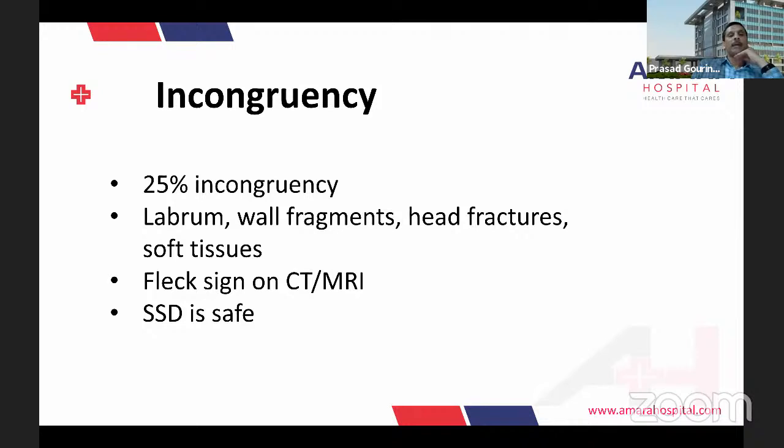Incongruency is very common in pediatrics. 25% of hip dislocation, fracture dislocations, have incongruency of the hip. They can be labrum folded in, wall fragments that are not visible on X-ray or CT scan. They can be head fractures that may not be visible. They can be soft tissue interposition. And one study, a relatively larger group of children, showed that a small fleck sign on a CT scan means a larger fragment. So either you operate automatically or get an MRI on these patients. And like I said, SLD is very safe and should be the approach of choice to look inside the joint.